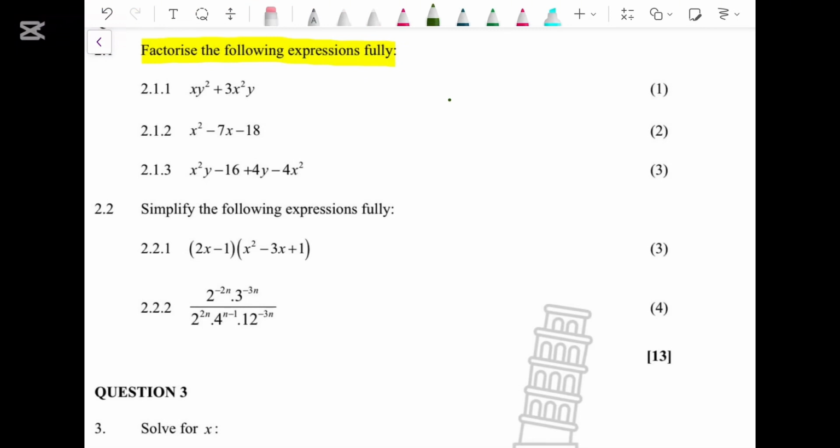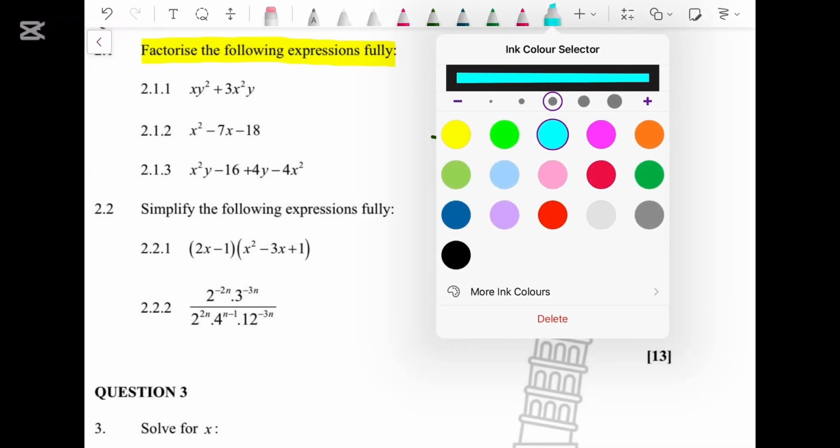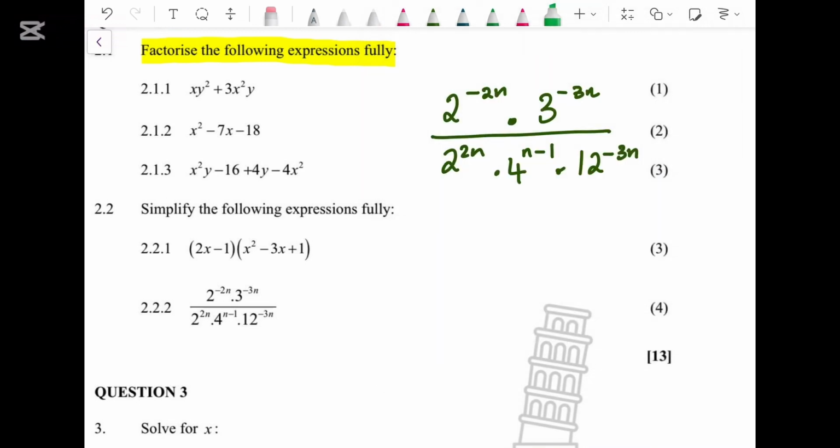Now here we are given 2 to the exponent negative 2n multiplied by 3 to the exponent negative 3n, all divided by 2 to the exponent 2n multiplied by 4 to the exponent n minus 1 multiplied by 12 to the exponent negative 3n. Now, when you are dealing with this nature of question, you need to make sure that all the bases are written as the products of their prime factors.